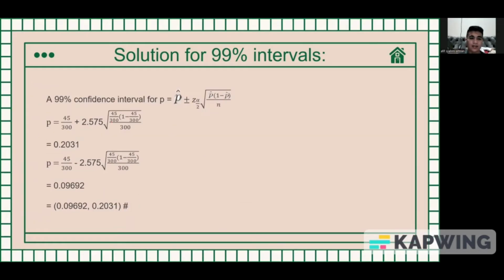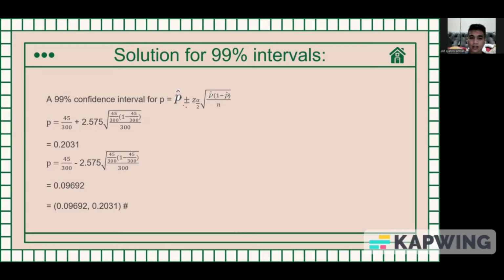And then to simply put in all the values into the formula. The P refers to the proportion of the defective items, which is 45 over 300, and the Z alpha over 2 is the value that we get from the stat table, which is 2.575, and the N is all the values in the modules.